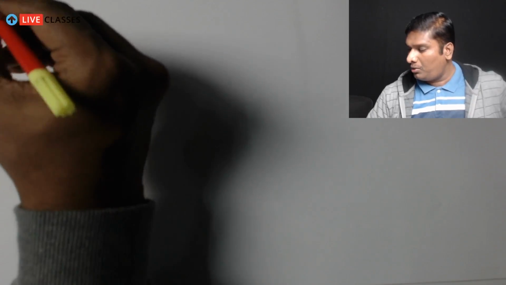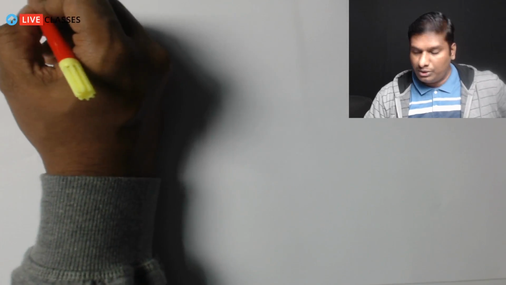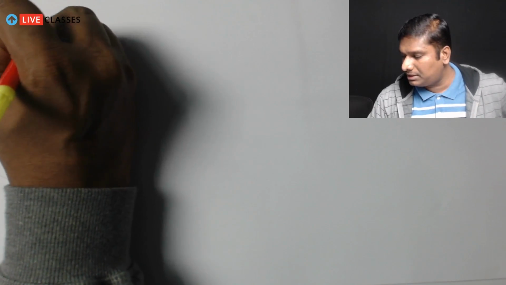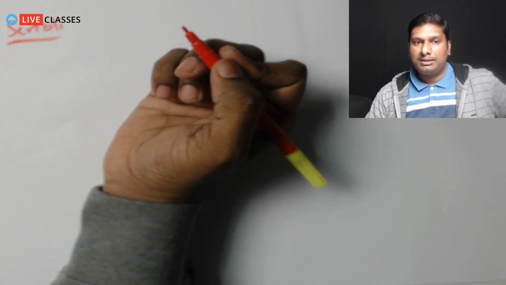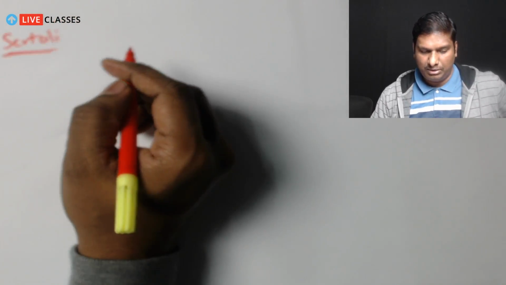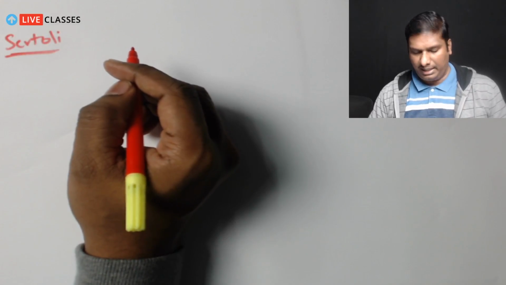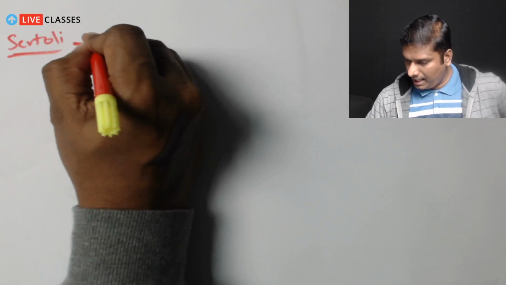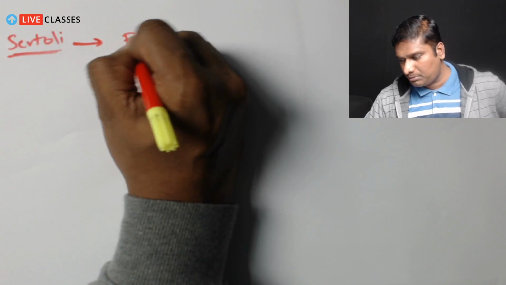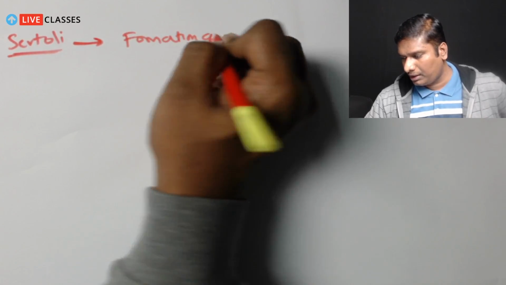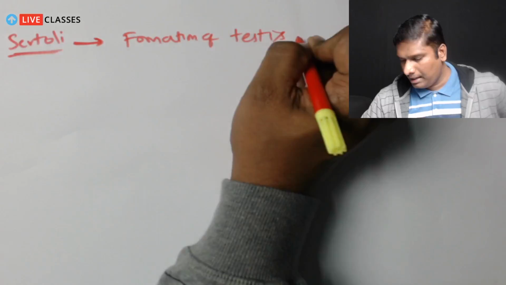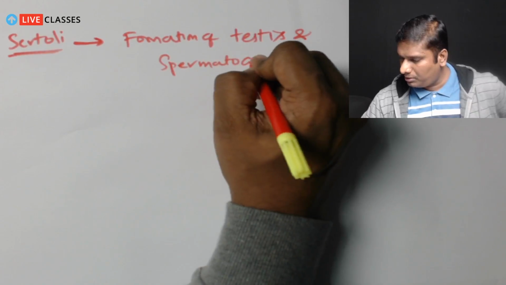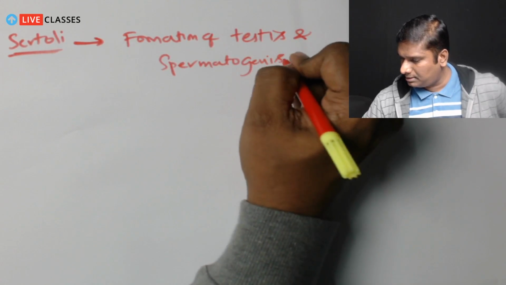Now, in addition to the stromal tissue, we have the seminiferous tubules, and in the seminiferous tubules we have Sertoli cells. The Sertoli cells of the seminiferous tubules present in the testis are responsible for the formation of the testis, and they play a critical role in spermatogenesis.